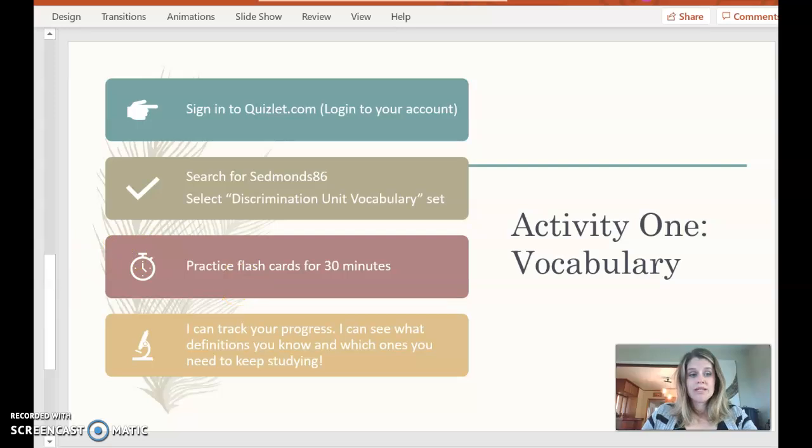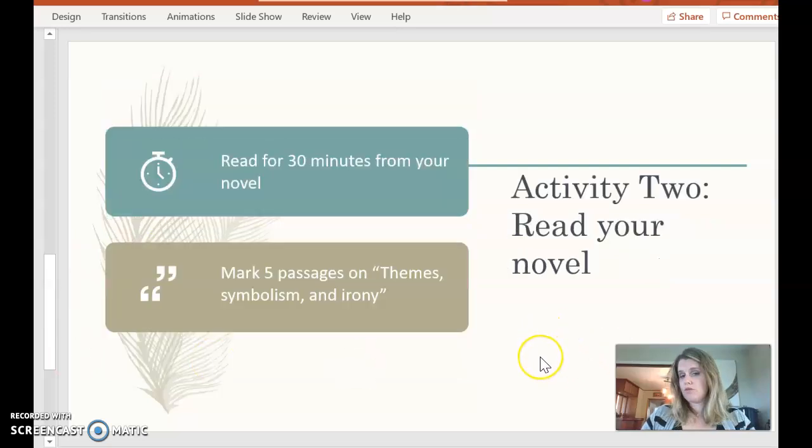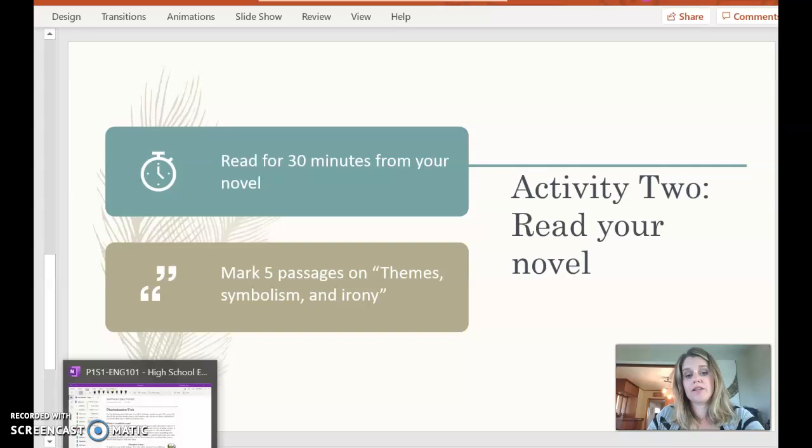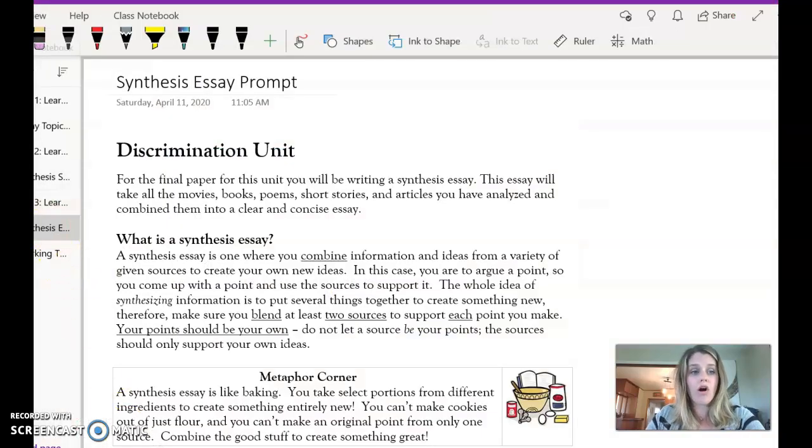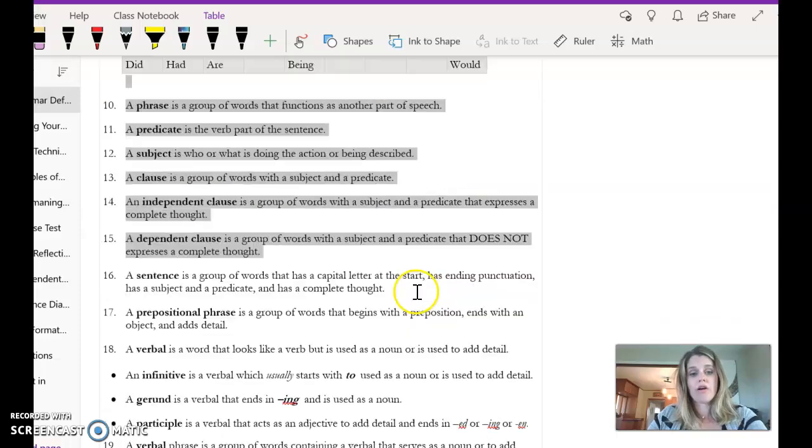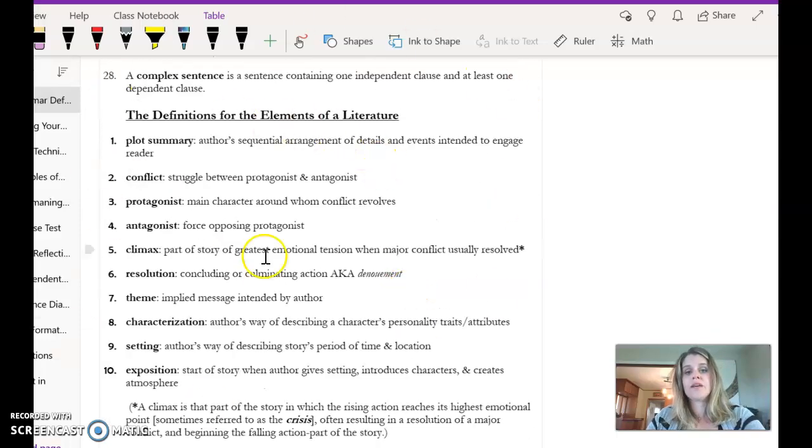The next one is going to be to read from your novel. We all saw this coming. So you are now hopefully done or almost done with your book group novel. I want you to read for 30 minutes, and we are marking 5 passages on themes, symbolism, and irony. And we went over those vocab words, but if you're a little confused on what those are, all of those resources are in your elements of literature on your OneNote, all right?